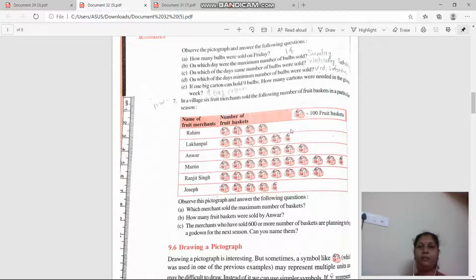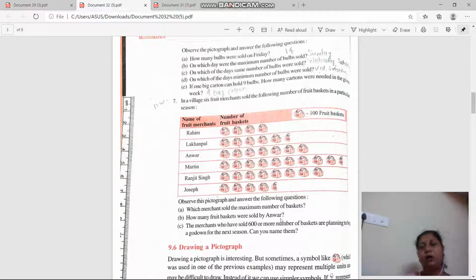Okay, I have taken the seventh one. I have done it purposely because one basket represents 100 fruits. So we have to show here with the help of this basket, and if we make the half one, it means 50 fruits. Okay, so then we have to count the baskets, and by multiplying by 100 we get the fruits, right? So this is the representation of a pictograph here. So calculate the data, and then you have to answer these questions.